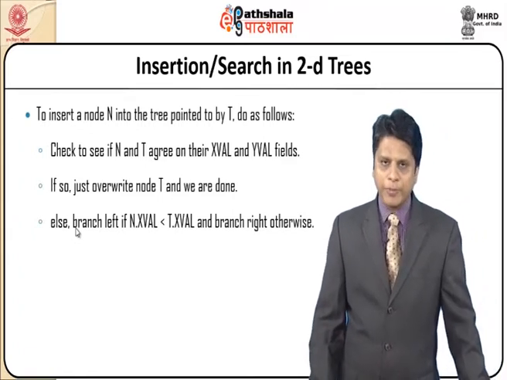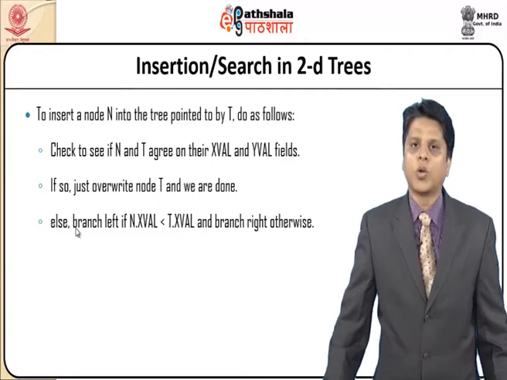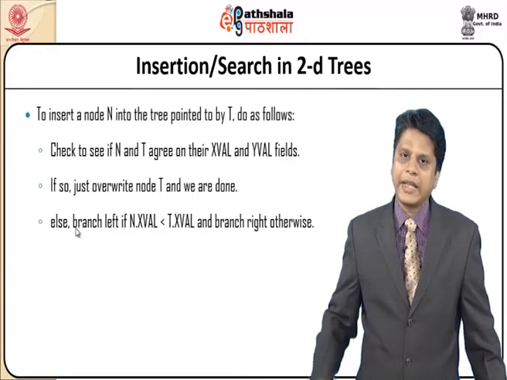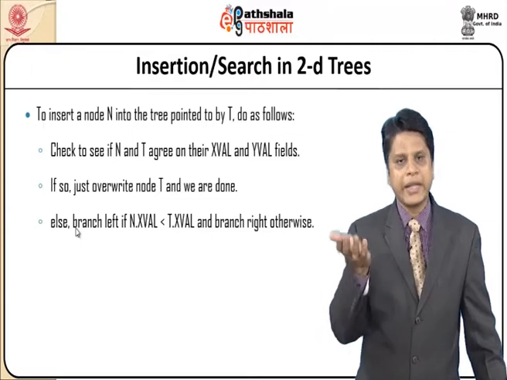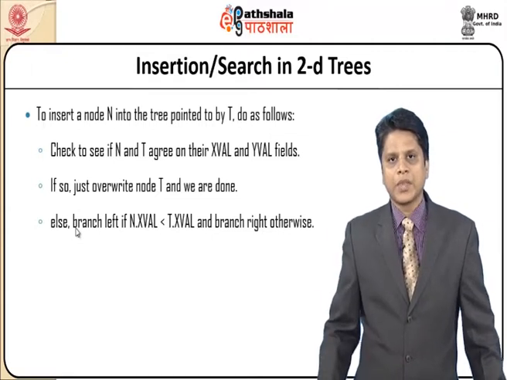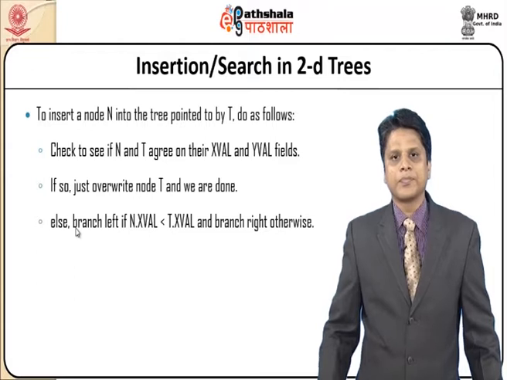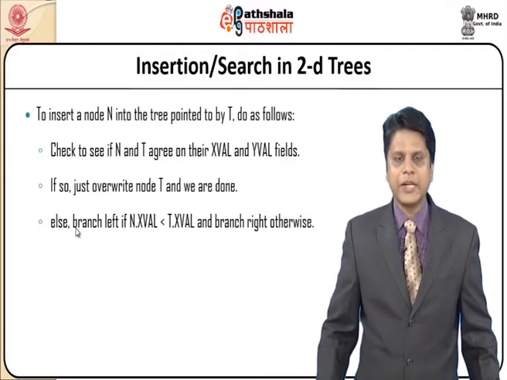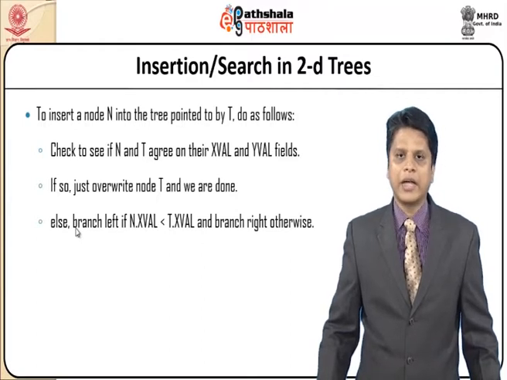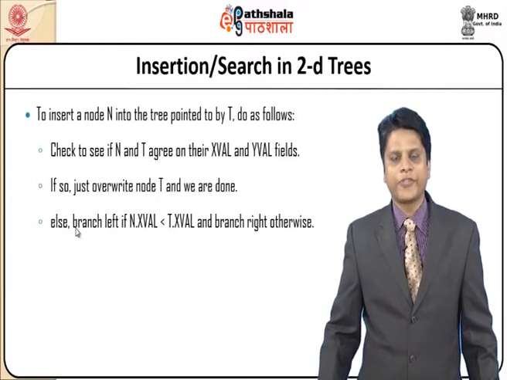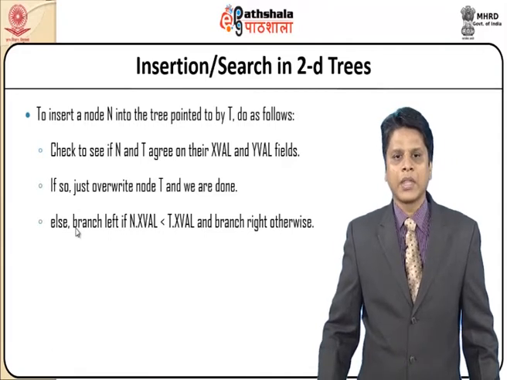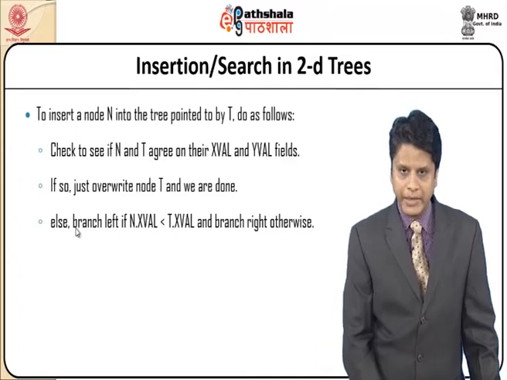So, if suppose I wanted to replace a particular node with the same value, then I can directly replace it by erasing the existing value. If not, then I will check for the same constraint that I have defined earlier. I will check for the x value of the newly inserted node. Then if it is found to be less than, then I will branch it to the right.